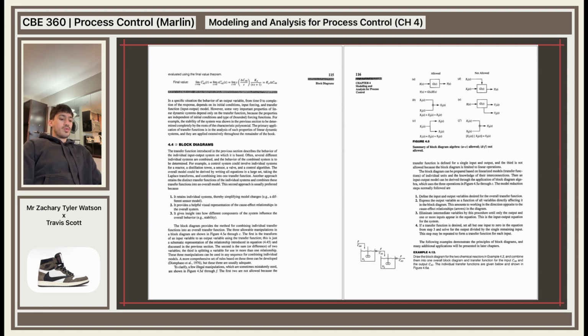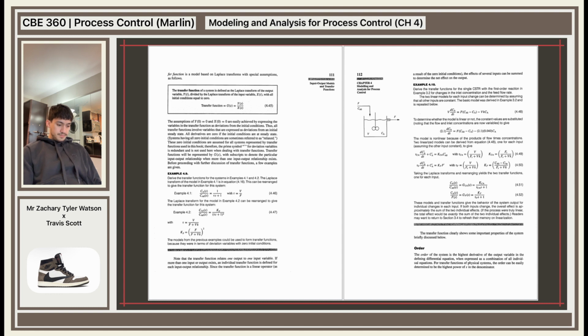The first manipulation is the transform of an input variable to an output variable using the transfer function. This is just a schematic representation of the relationship introduced in equation 4.45. And I don't know what 4.45 is, so maybe we can go ahead and back up. So 4.45 is the baseline equation for the transfer function. The transfer function is the output over the input.